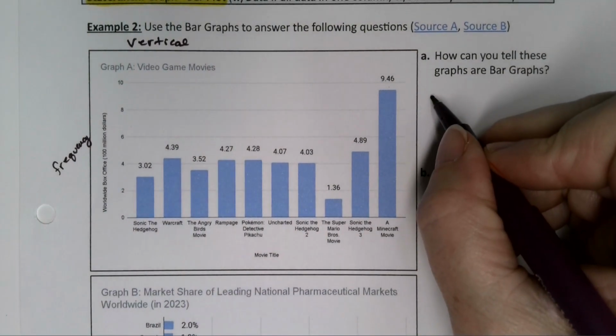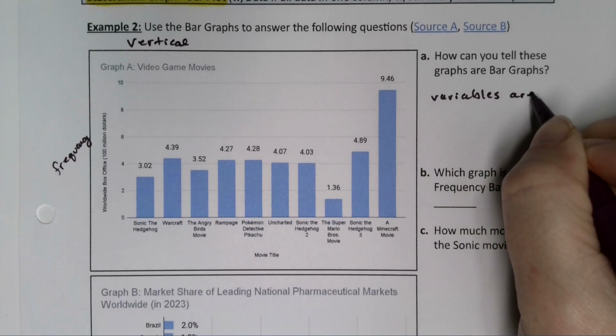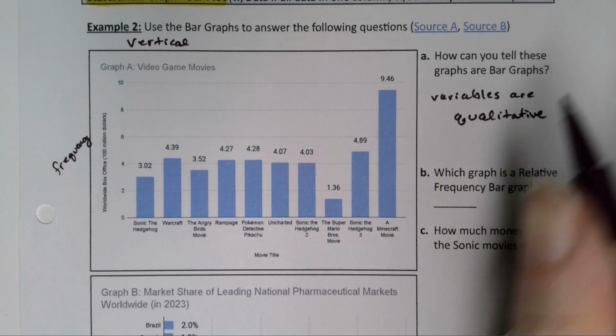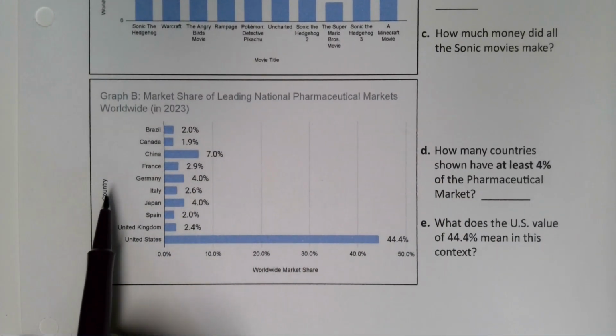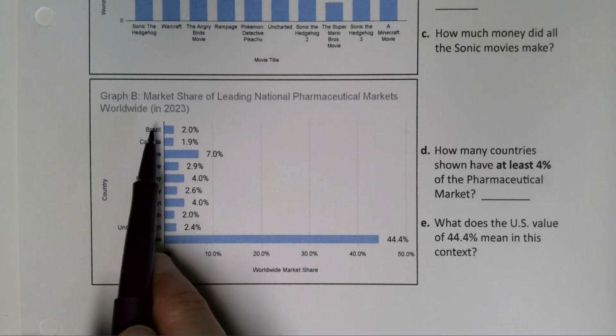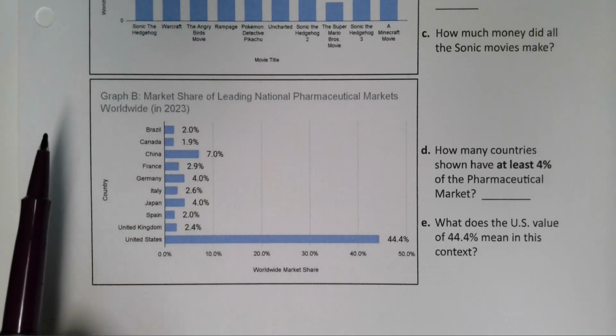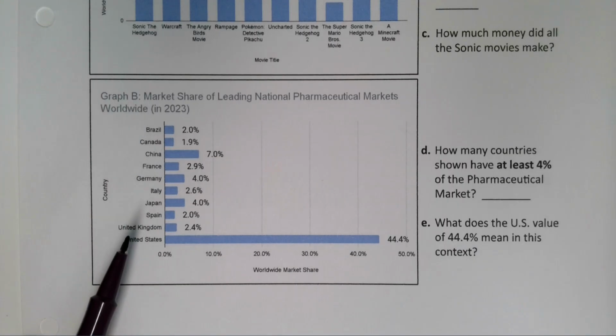So the variables are qualitative, right? In this case, it's movie title. This one down here, it's actually the country, right? These are different countries. This is the market share of leading national pharmaceutical markets, right? So how much we spend on prescriptions, right, for different countries. There's the US right there, right? So this is worldwide market share.